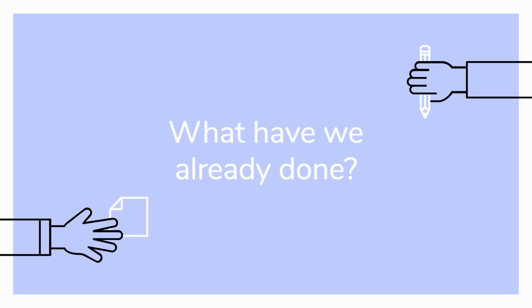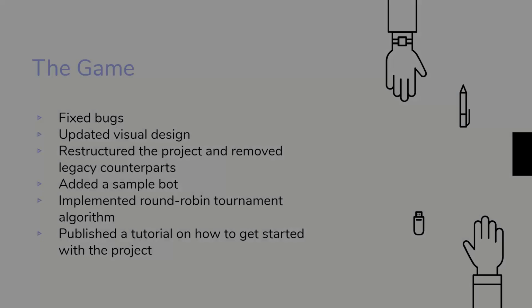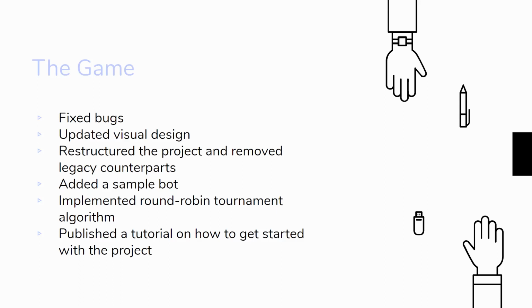Now, what we have already done. We've done some work on fixing bugs, we updated the visual design of the game, and we restructured the project and removed some legacy counterparts. We added a sample bot, which is heavily used in the tutorial. We implemented a round-robin tournament algorithm and published a tutorial on how to get started with the project, which is using the sample bot.